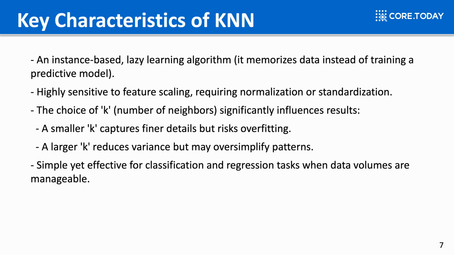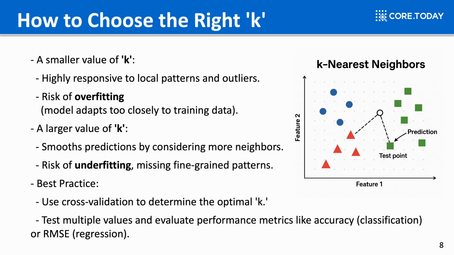Finally, be mindful of your k value. Start with an odd number to avoid ties in classification and use cross-validation to tune it effectively. Balance is the key here. Selecting the right value of k is like finding the perfect Goldilocks zone for your model.